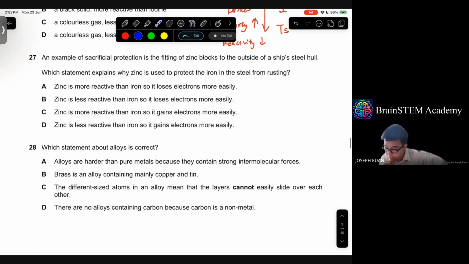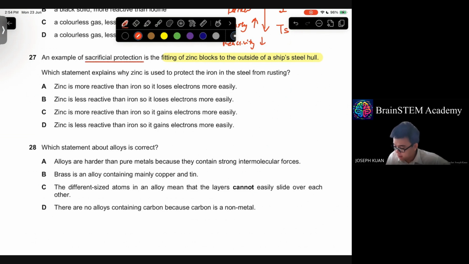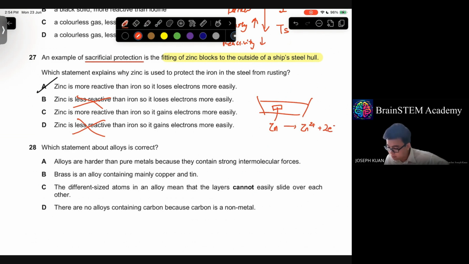27. An example of sacrificial protection is the fitting of zinc blocks to the outside of a ship's steel hull. Which statement explains why zinc is used to protect the iron in a steel from rusting? Sacrificial protection works by having a more reactive element, which corrodes instead of the less reactive element. So the answer is A here, as zinc is more reactive than iron. It will oxidize, or should I say corrode, in preference to iron, so that it protects iron from rusting. So 27 is A.